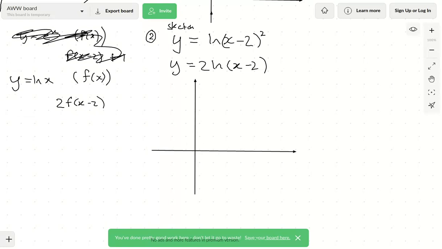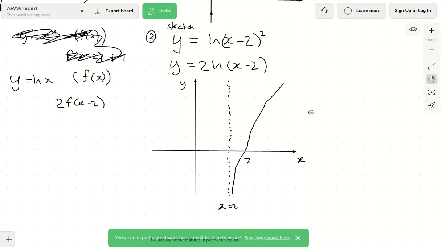Well, if we're moving the log graph 2 to the right, the stretch we can't really show, but before it had a vertical asymptote at x equals 0, in other words, the y-axis. Now it's going to have an asymptote at x equals 2. Rather than going through 1, it's going to go through 3. And the stretch, okay, you can kind of stretch the gradient a little bit, but it's pretty hard to show. But you can see it should go through 3, because when x is 3, you get 3 minus 2 is 1, and natural log of 1 is 0. So when x is 3, y is 0. And you've sketched it.